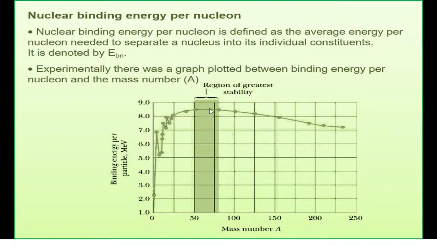What does this mean? This means that the energy required to separate those nuclei is the greatest with respect to other elements to the left and to the right of this region of greatest stability. The nuclear binding energy per nucleon is the characteristic, the measure, of the stability of the atom's nuclei.